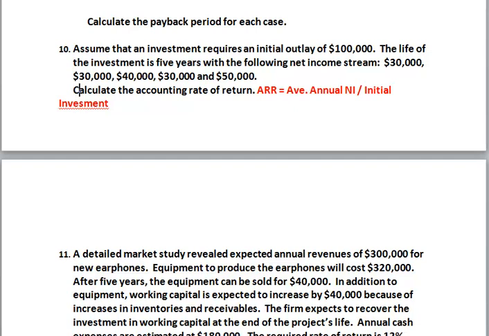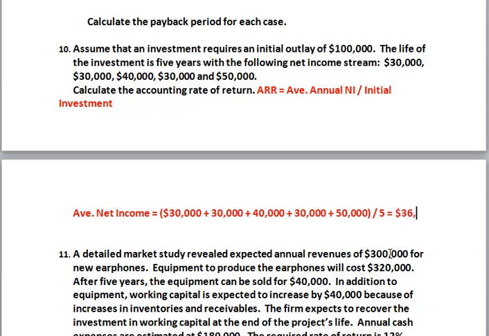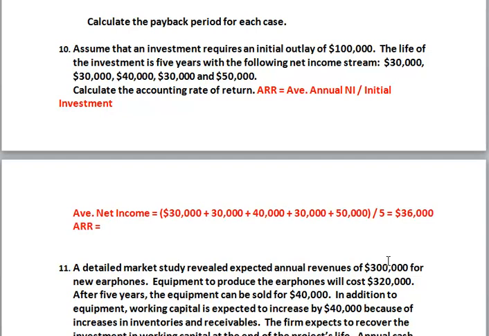So to come up with your average net income, you just want to add all your years together, 30, 30, 40, 30, plus 50, and then divide that by the number of years. So 1, 2, 3, 4, 5 years. That means the average annual income is $36,000. And then to get the ARR, you take average income divided by initial cash outlay. So the accounting rate of return is 36%.